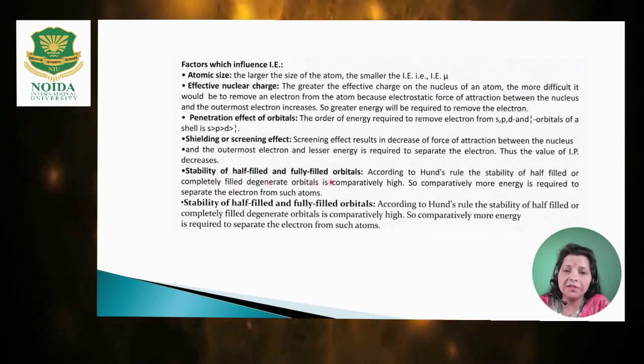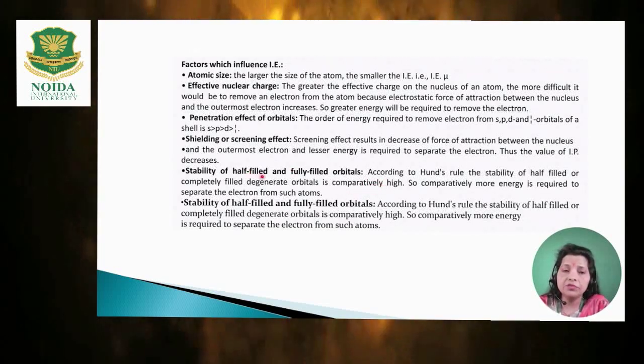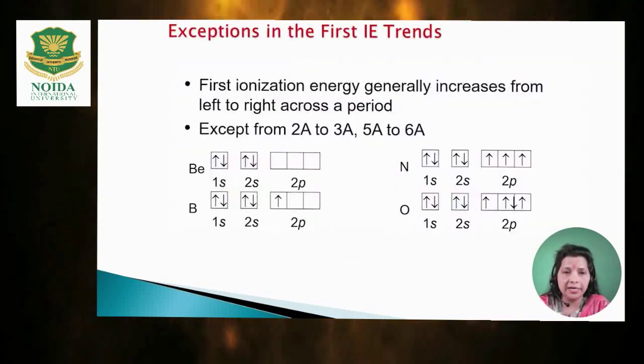Now the stability of half-filled and full-filled orbitals. As I already explained about the stability of half-filled and full-filled d orbitals in module 2, you can easily understand that removing electrons from a half-filled or full-filled orbital is much tougher than from partially filled orbitals, right? Half-filled or full-filled orbitals are comparatively high in stability, so more energy is required to separate the electron from such atoms, right?